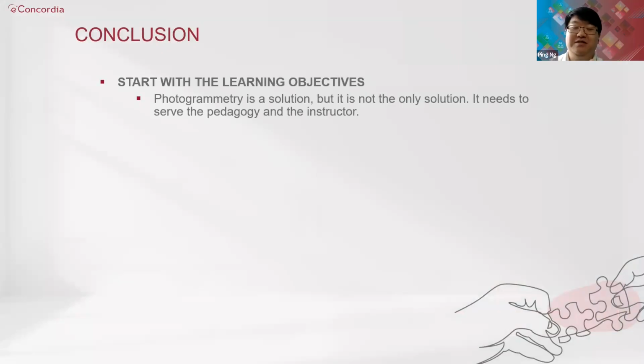Three points. The first idea is that we really advocate in Concordia that people drive the technology. So photogrammetry is a solution, but it's not the only solution. And we also always have to consider the pedagogy, the instructor, the students, etc. A lot of times technology gets a bad reputation because people try to put it everywhere. They jam it in places even when it doesn't work. And this gives people the wrong impression. They get turned off, they don't like it, etc.